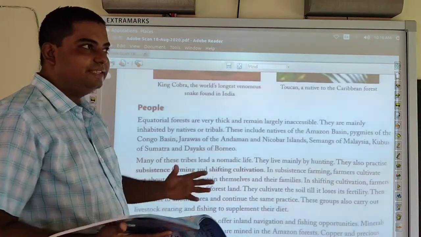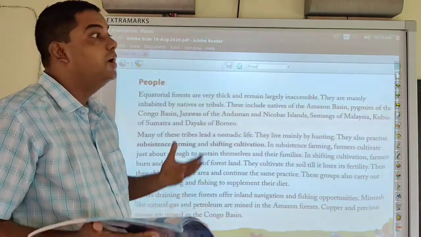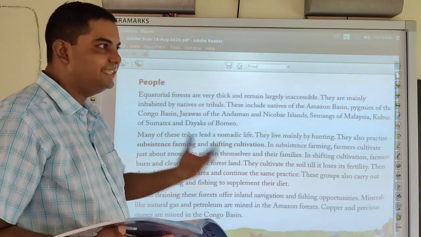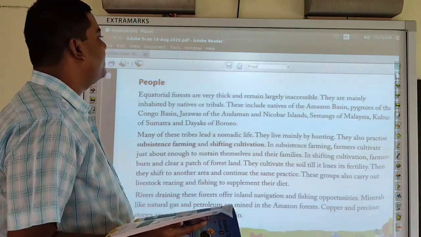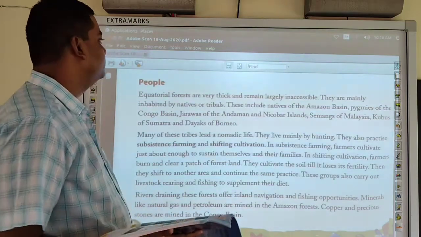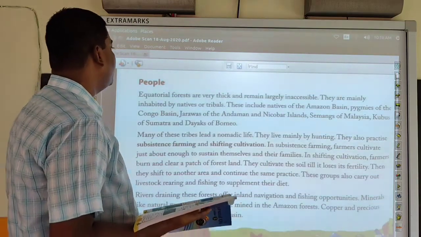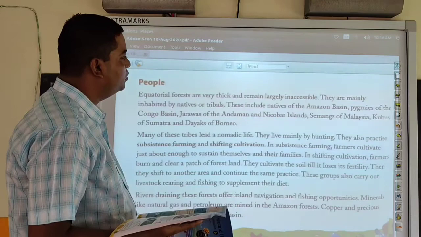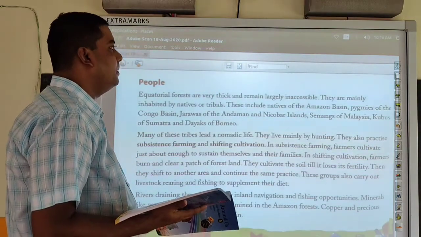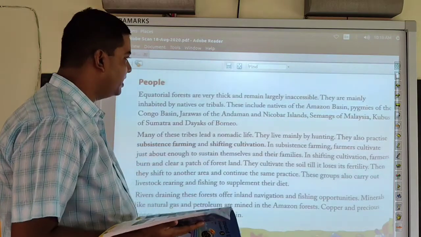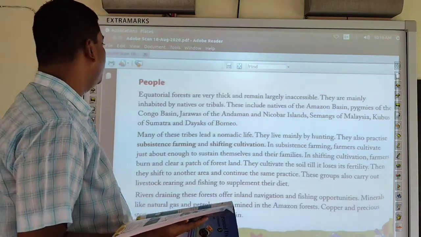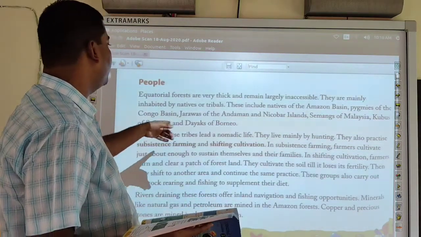Now, let's see about the people who live in the equatorial rainforest. Equatorial rainforests are very thick and remain largely inaccessible. They are mainly inhabited by natives or tribals. These include natives of the Amazon basin, pygmies of the Congo basin, Jarawas of the Andaman and Nicobar Islands, Simans of Malaysia, Kuburus of Sumatra, and Dayaks of Borneo.